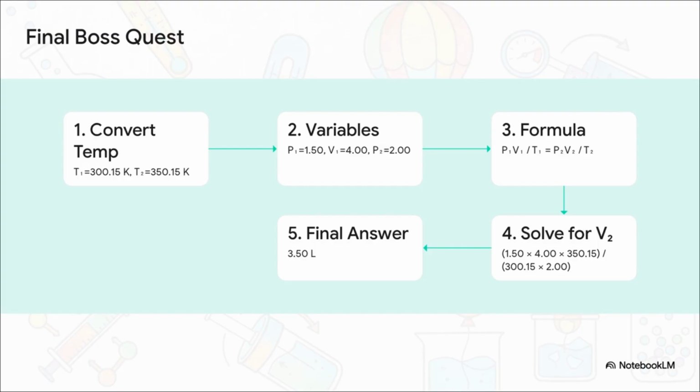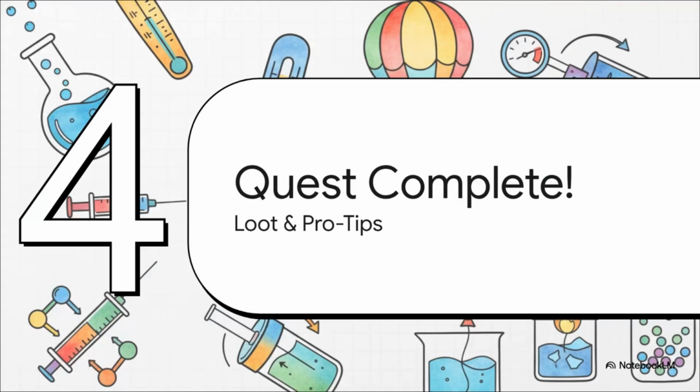Then we just carefully plug all our numbers into the big boss equation. We'll have to do a little bit of algebra to rearrange it and solve for V2. And when the dust settles, we get 3.50 liters. And that's it. Boss defeated. And with that quest complete, you did it. You have conquered the gas laws.